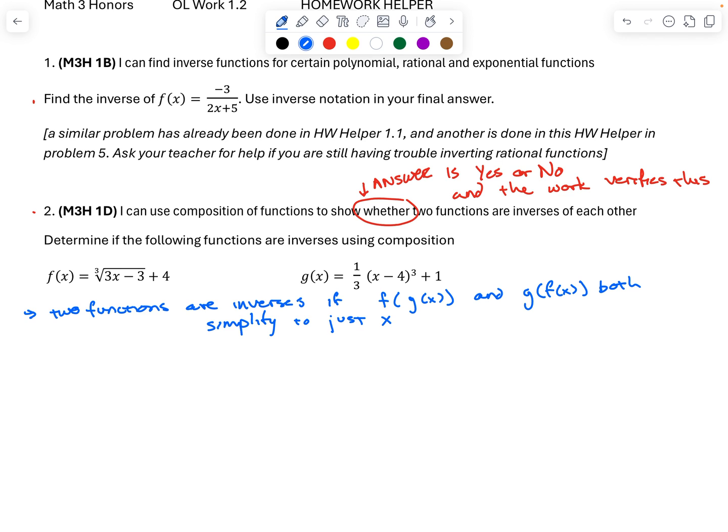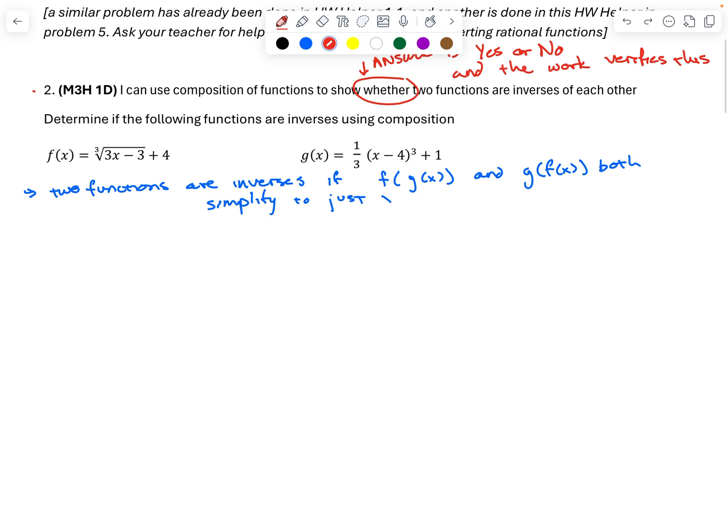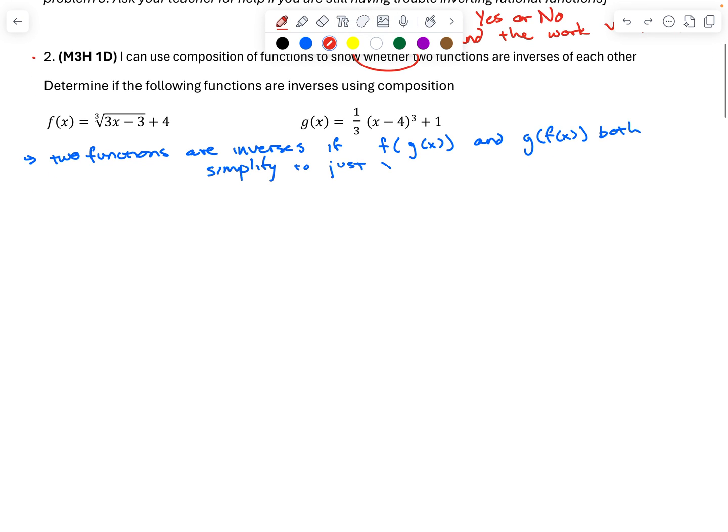Okay, F is supposed to undo what G does, and G is supposed to undo what F does. So your answer is yes, they are. If you plug in X originally, you eventually show that you're getting X back out. So what is, let's see, F circle G of X, otherwise known as F of G of X. Get used to the circle notation.